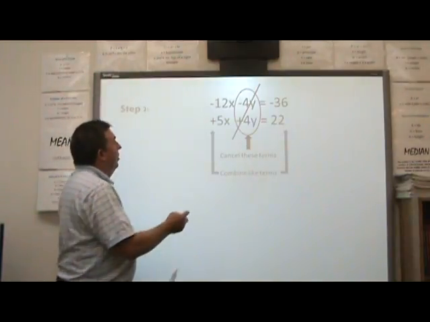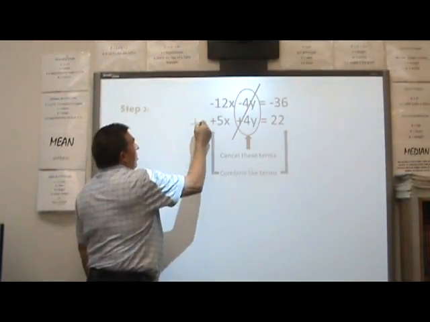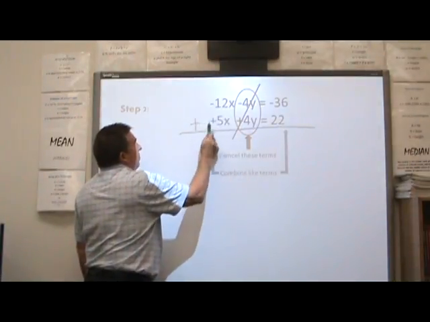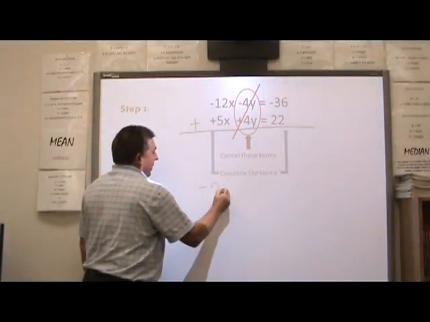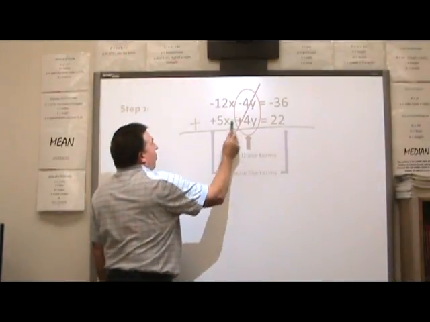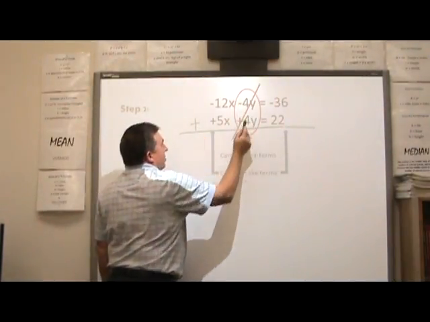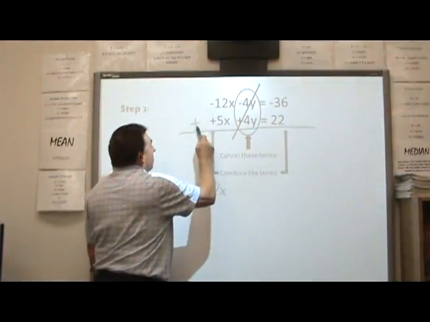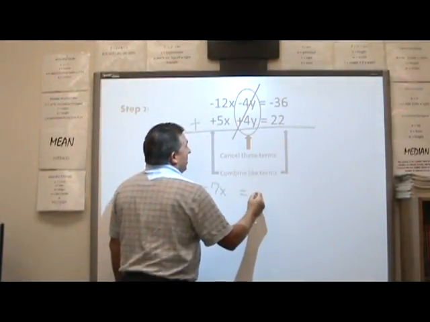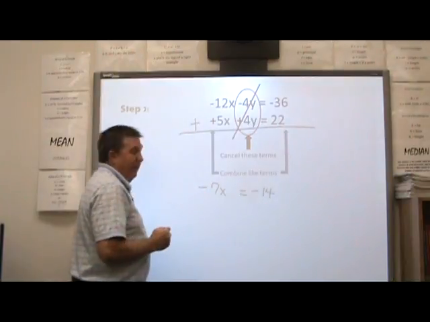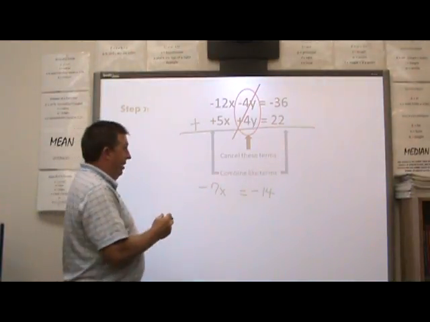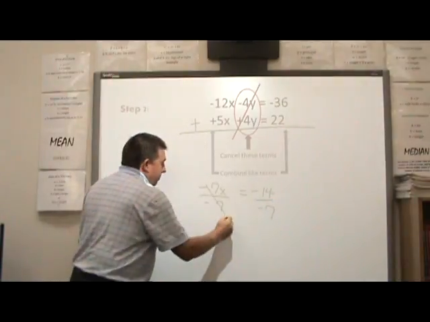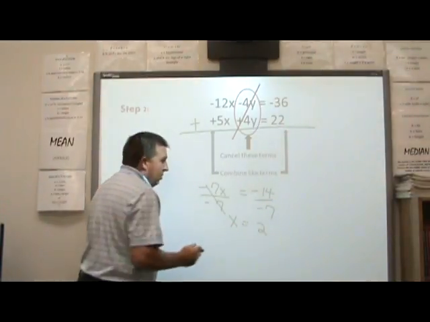On the next step, to eliminate the y, we are going to add. -12x plus 5x is -7x. -4y plus +4y will cancel out, thus eliminating the y's. And then -36 plus 22 is -14. To find out what x is, we divide by -7 on both sides. And x will be 2.